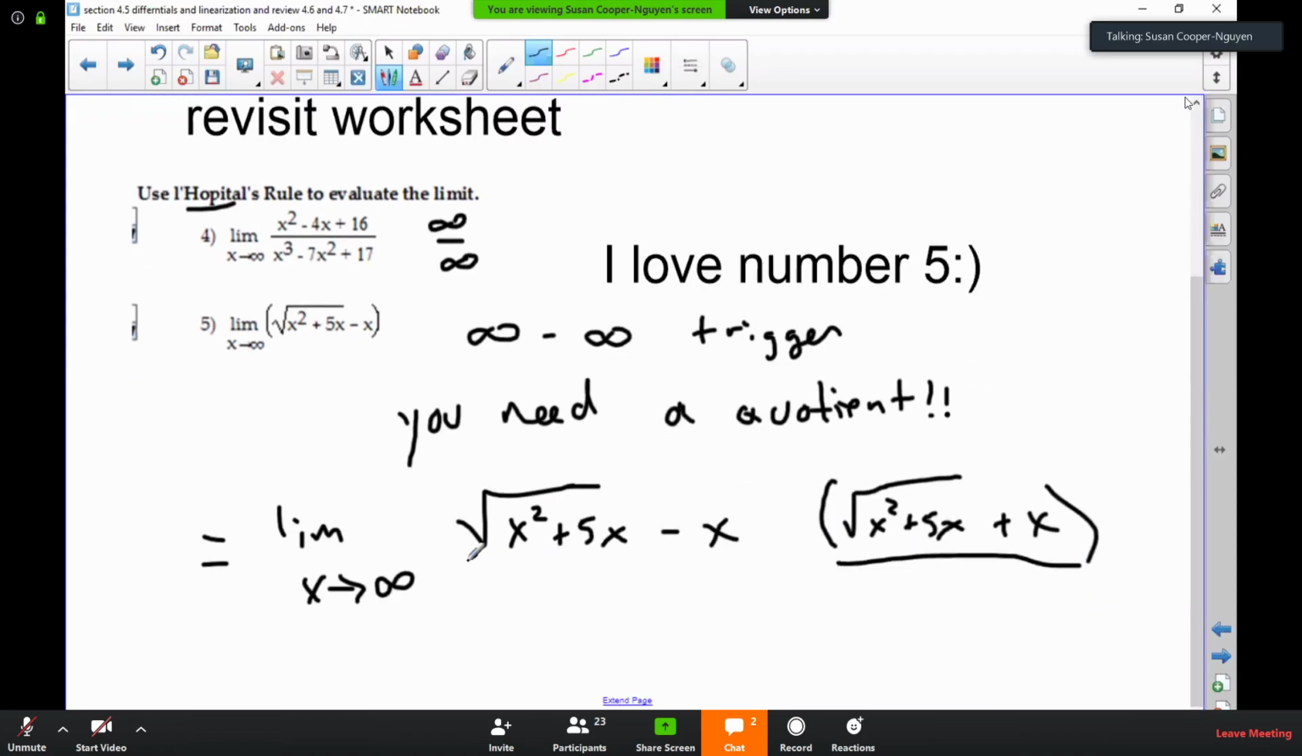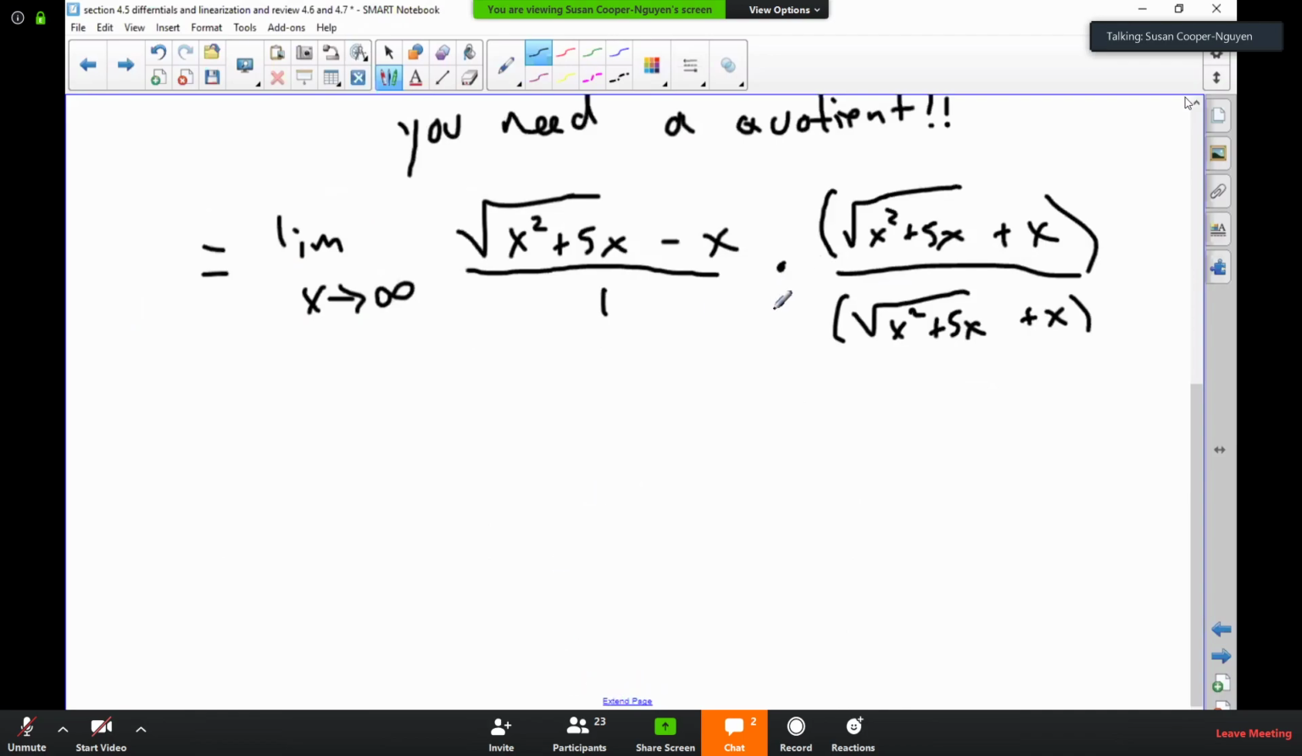This is kind of like over an invisible 1. So you can bust out the conjugate, but whatever you do to the top, you have to do to the bottom. That's the trick there. When you do that, it's algebra from there, but there are some nuances in the algebra that I wanted to go over.